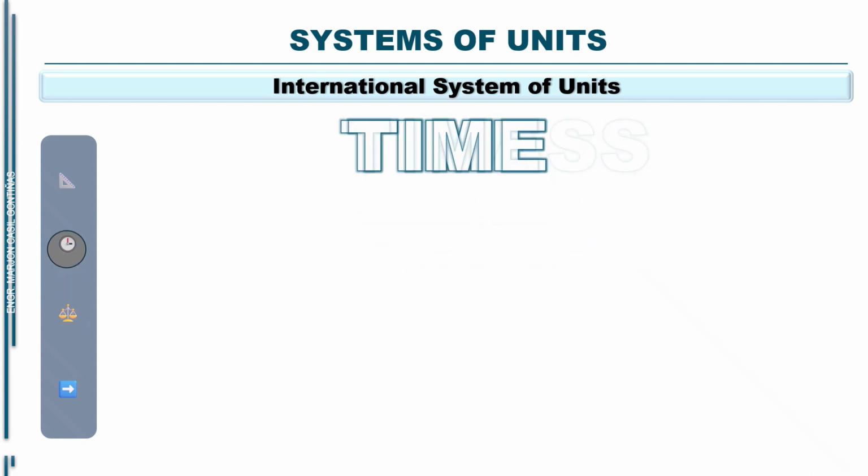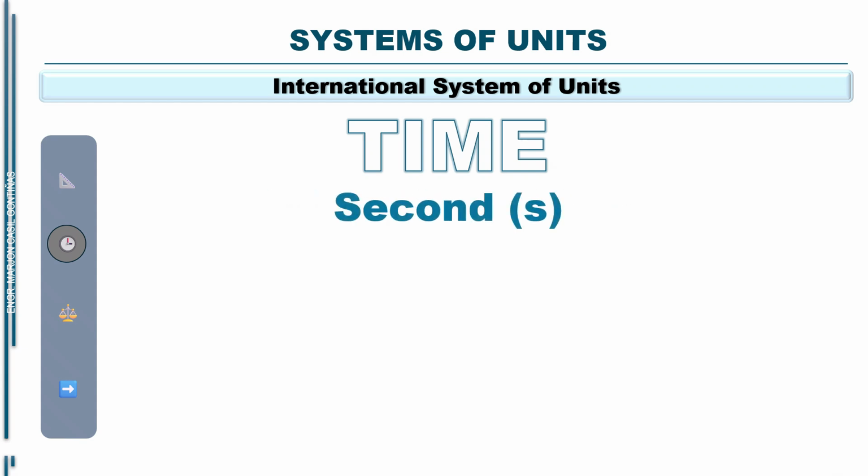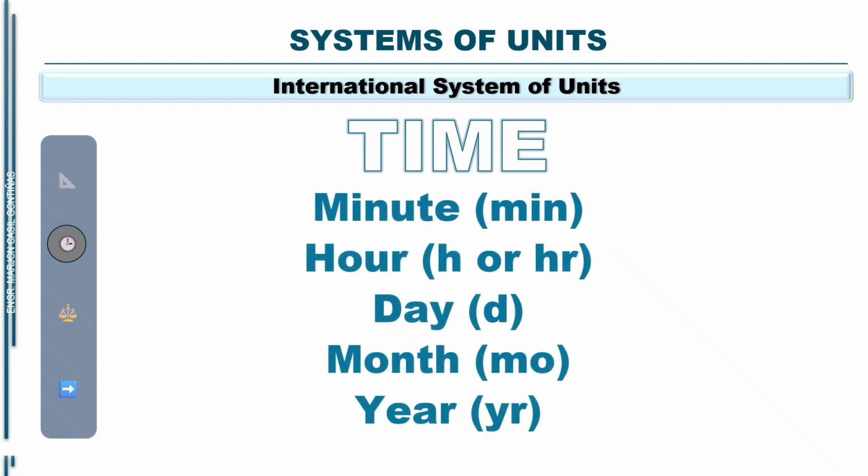Third, time. Time is all about measuring change, how long something takes to happen. From the blink of an eye to the ticking of a clock, everything we observe in mechanics happens over time. In the SI system, the second is the basic unit. We also scale time up or down. Milliseconds for things that happen super fast. Minutes, hours, days, months, or years for longer periods. Pretty simple, right?